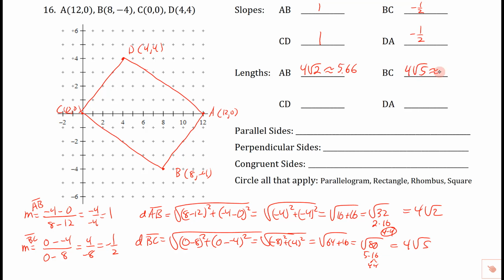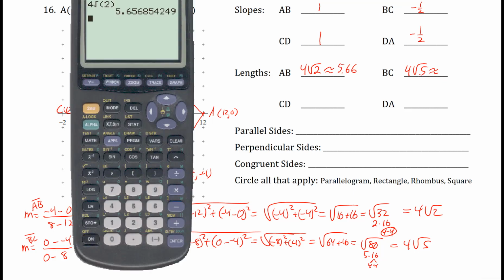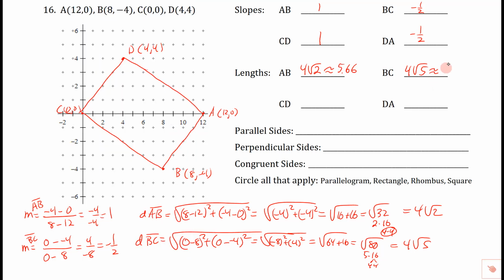And again, we'll throw that in the calculator. We'll pull that up really quickly. And let's see. So we've got 4 square root 5. And we end up with 8.944. That 4 is not enough to bump that up. So it's going to stay 8.94. So this is about 8.94 approximately.